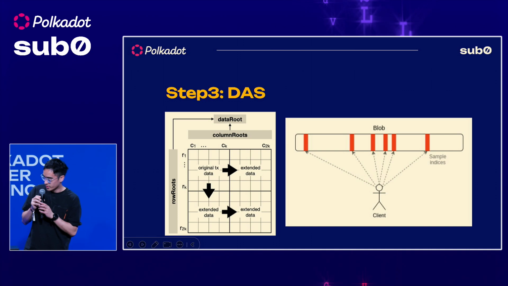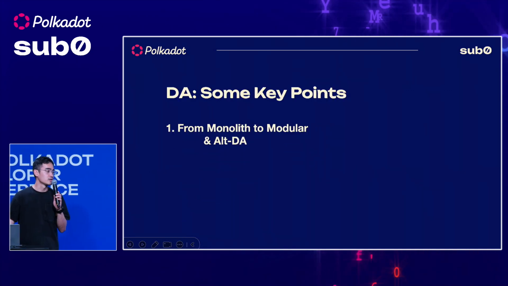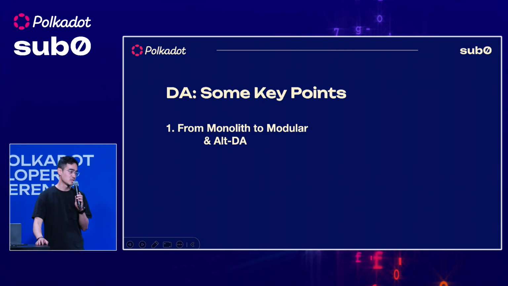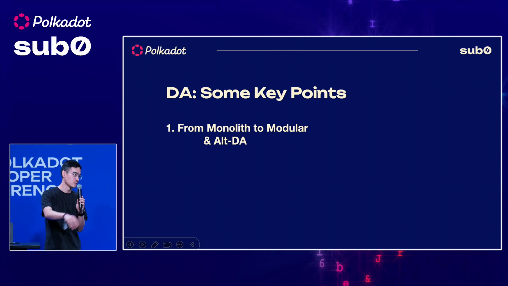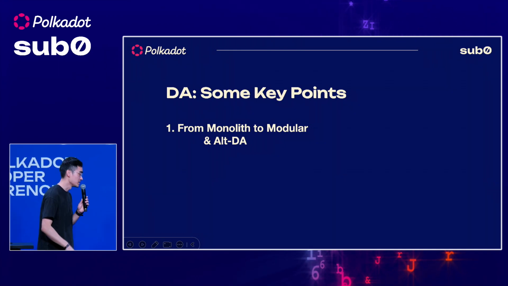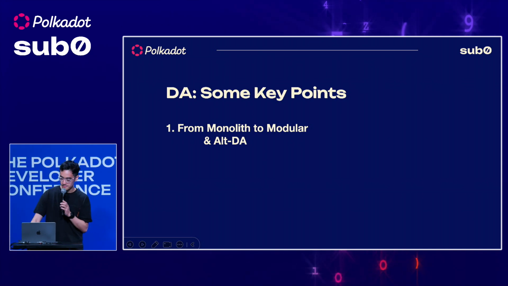This is why we have the so-called alternative DA, like Celestia. It works because these functionalities can be separated and put in a standalone blockchain, and the data cost will be reduced dramatically, like 99% compared to the original ones.